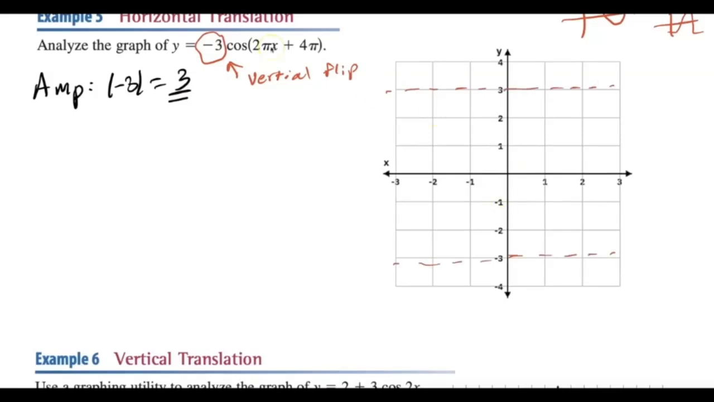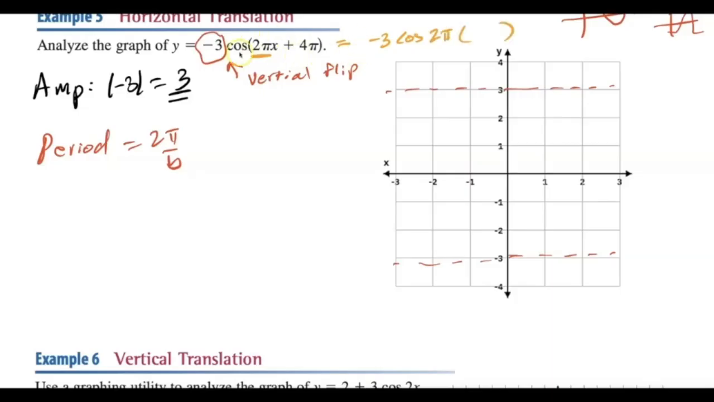Our period is 2 pi over b. Now, what's our b in this case? Our b is 2 pi. But we should factor it out first, because it's going to affect our shift. You always have to factor it out if it's not already factored out for you. This is going to be negative 3 cosine. Pull out the 2 pi.